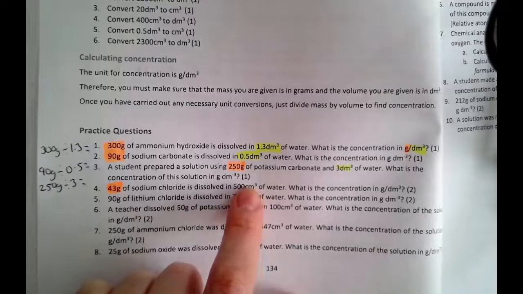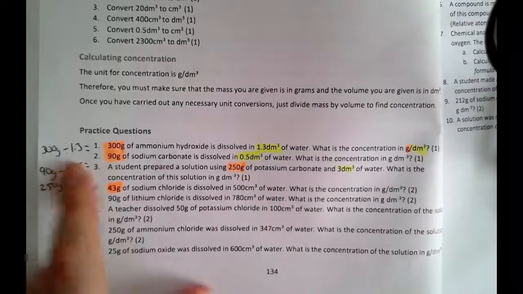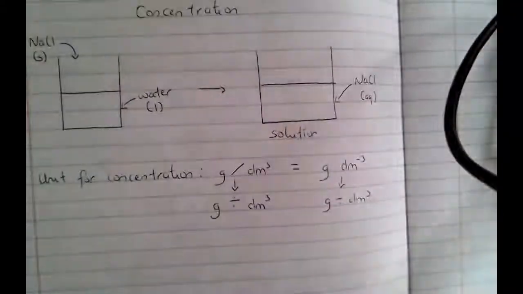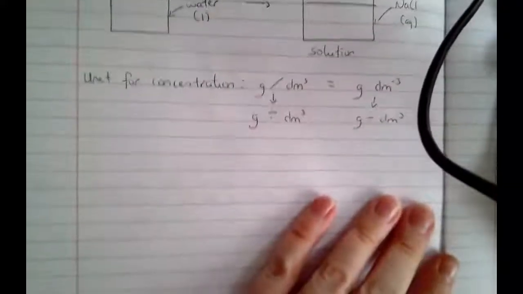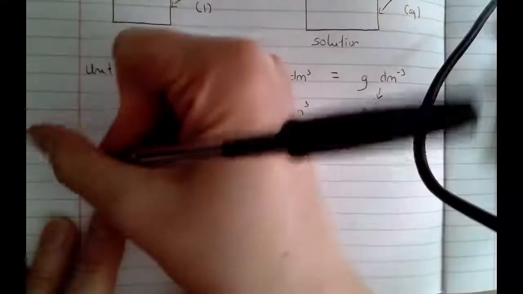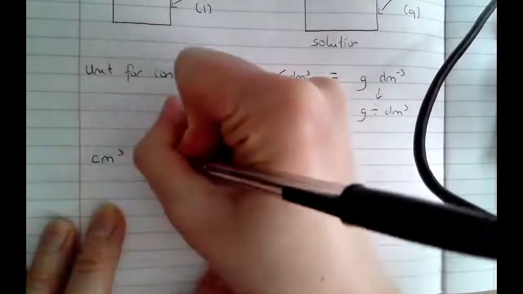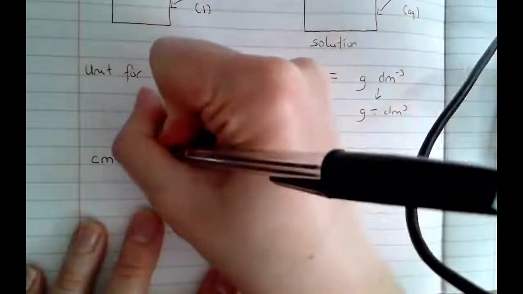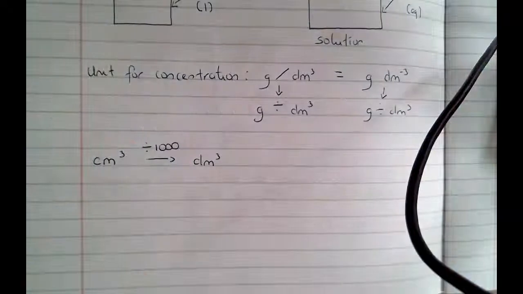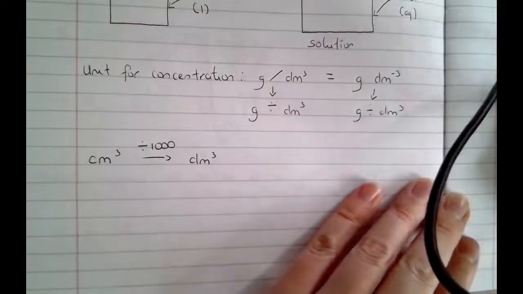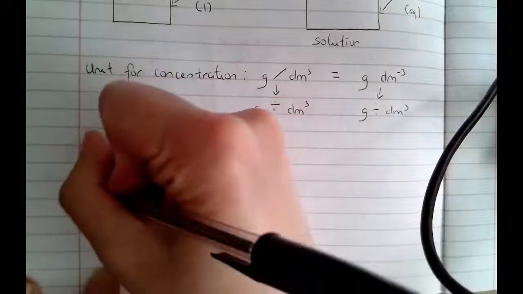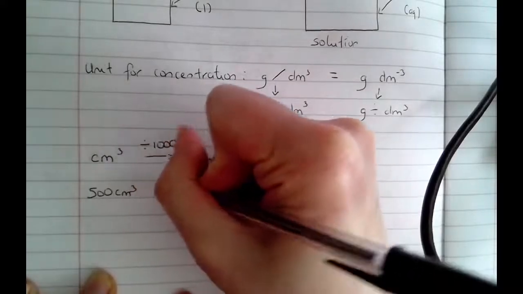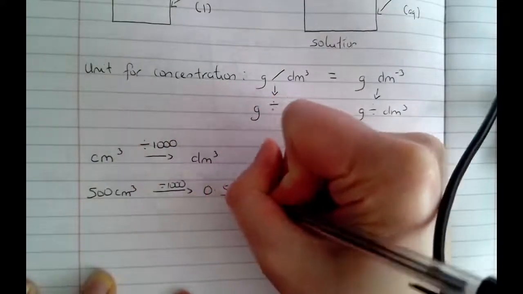So what you're going to have to do here before you can just do your division is you're going to need to do a unit conversion. Centimeters cubed is another unit for volume, but you're going to need to convert it to decimeters cubed. To go from centimeters cubed to decimeters cubed, you are going to divide by 1,000. So if they give you something in centimeters cubed, divide by 1,000 and you'll get it in decimeters cubed. For example, if they gave you 500 centimeters cubed, you would divide by 1,000 and get 0.5 decimeters cubed.